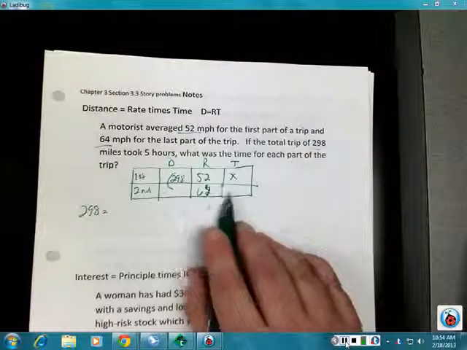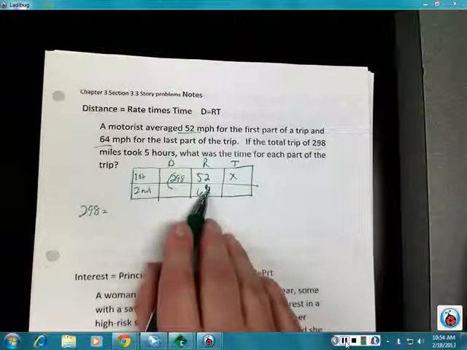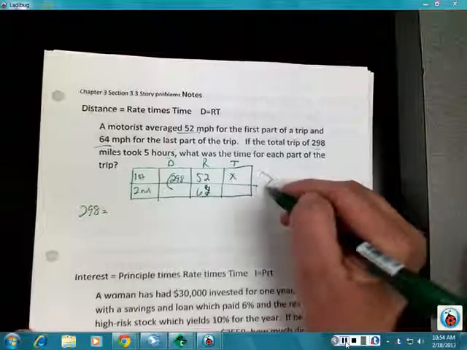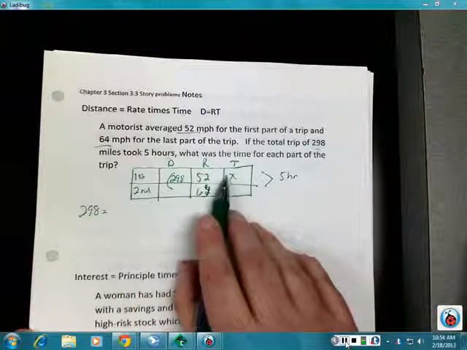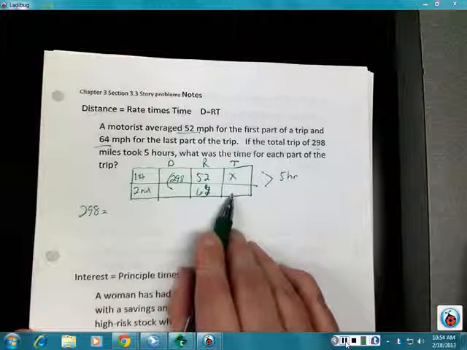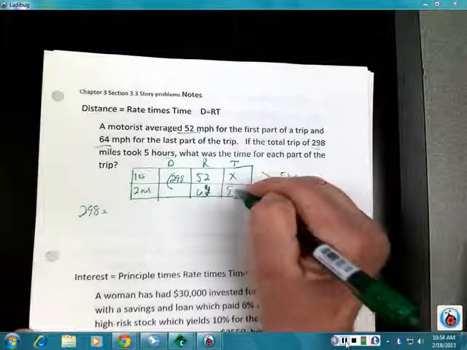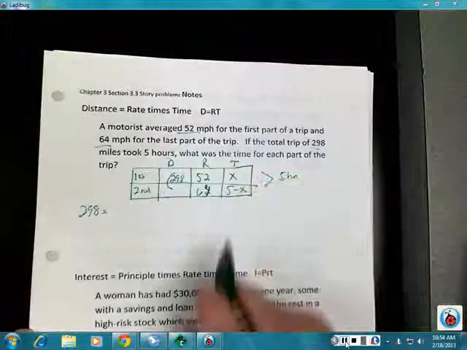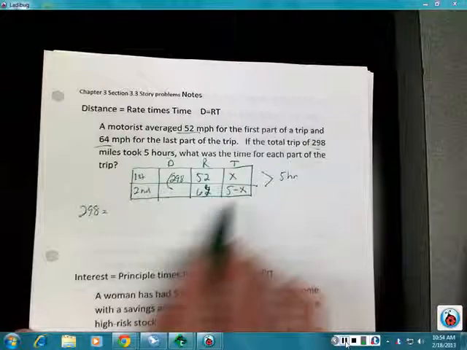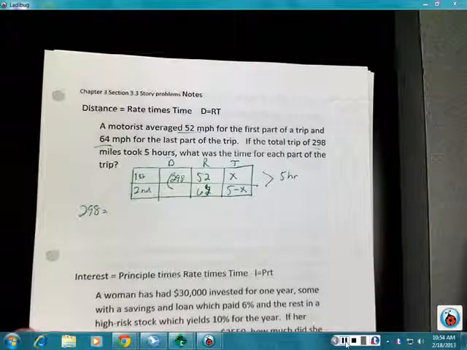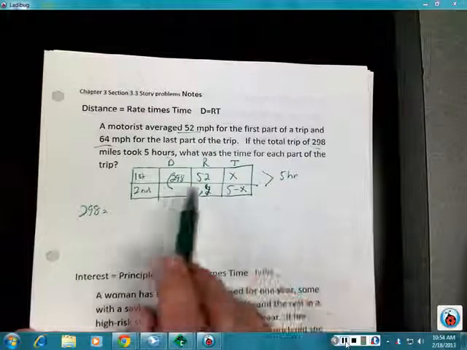And what do I know about when I did my second part of my trip? Well, if the total trip took 5 hours, that means if I spent X hours driving at 52 miles per hour, how long did I spend driving at 64? 5 minus X. Yeah. So it's going to be 5 minus X because it's the difference in the amount of time I used here to the amount of time that I had for the total trip. So put it in relationship.